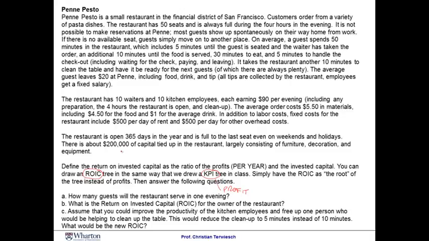When you do an ROIC tree, you start with the return on invested capital at the root of the tree. This is simply profits divided by invested capital, and then you start the tree by having a profit branch and an invested capital branch. From there, you go as discussed in class. Are you ready? Here you go.